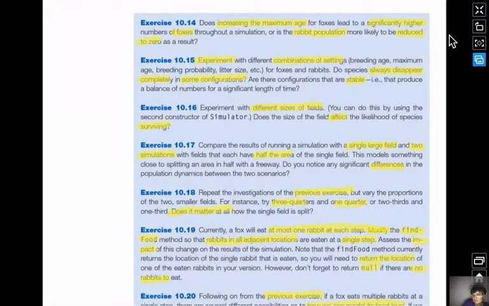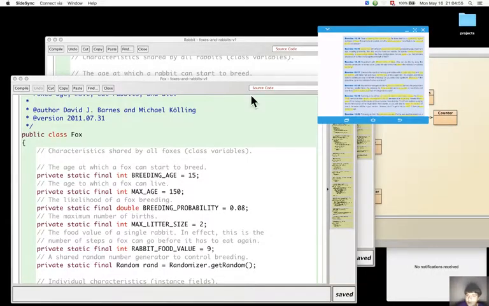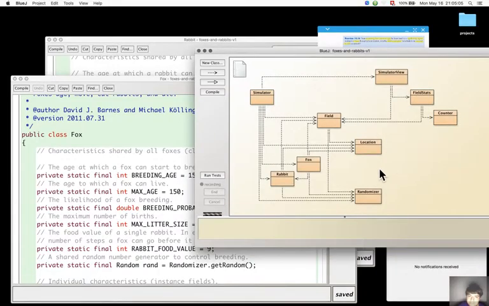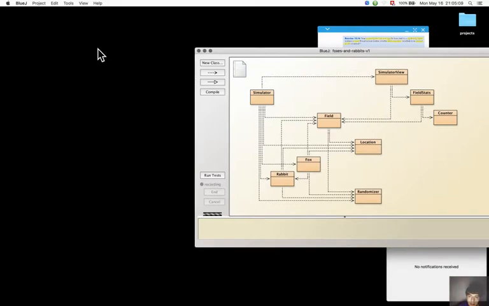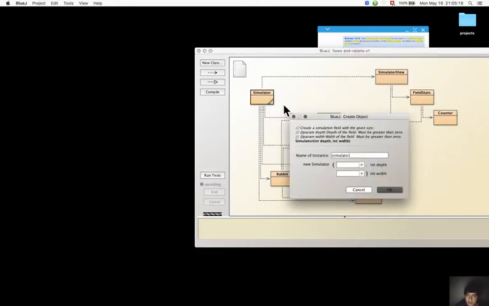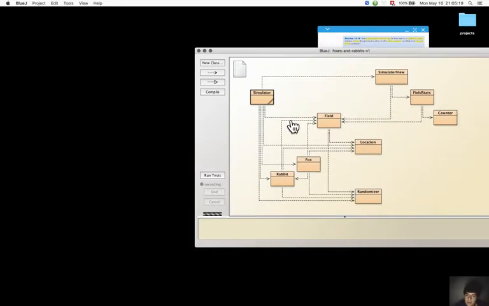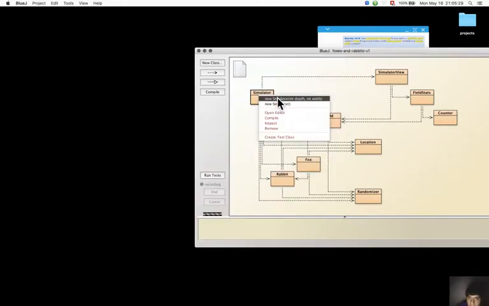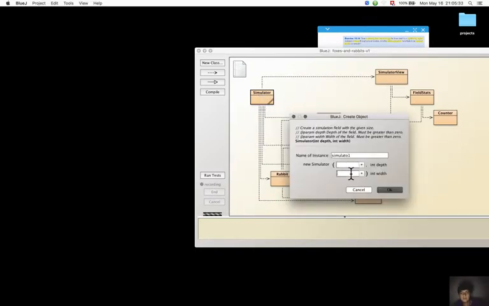Now, let's see, to make the area half. I don't know what the default area is. Okay, so the width is 120, so to make it half, it should be 60 here and 80.